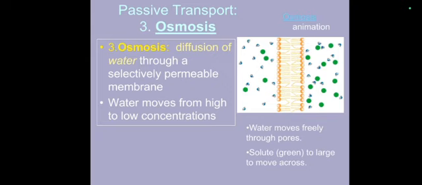Next, passive transport: osmosis. Osmosis is the diffusion of water through a selectively permeable membrane. Water moves from high to low concentration. Water moves freely through pores, so solids are too large to move across. So, osmosis is the diffusion of water through the selectively permeable membrane.